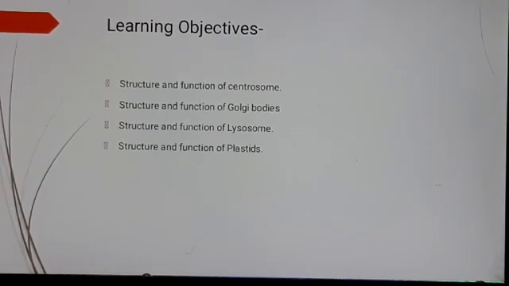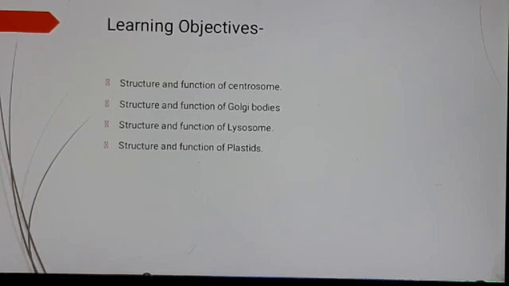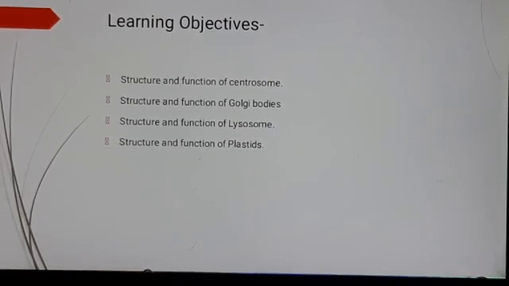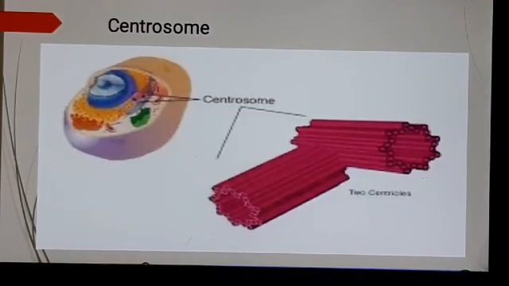So the learning objectives of today's class are structure and function of centrosomes, structure and function of Golgi bodies, structure and function of lysosomes, and structure and function of plastids. So in this video lesson, we are going to read about 4 cell organelles, which are centrosome, Golgi bodies, lysosomes, and plastids. Let us start with the first cell organelle.